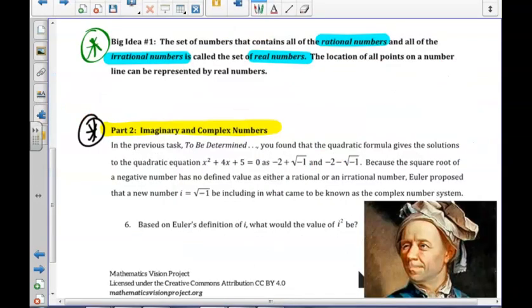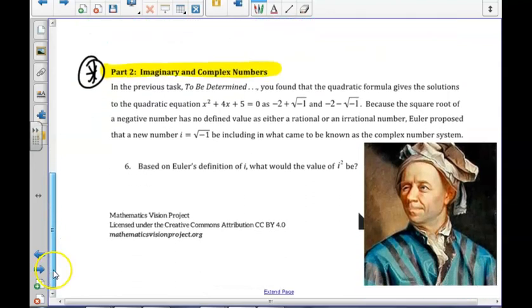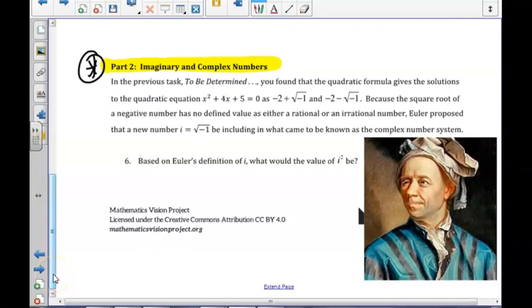So the first big idea of this lesson is that the set of numbers that contains all of the rational numbers and all of the irrational numbers is what we call the set of real numbers. And you've been working with real numbers up until this point in your math courses. The location of all points on a number line can be represented by real numbers. Now we're going to move to, well, what about imaginary and complex numbers? Can we plot those actually on a number line?